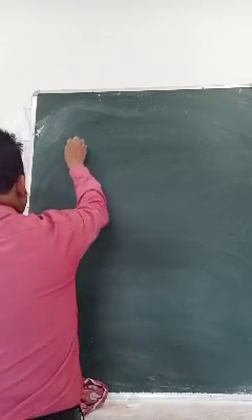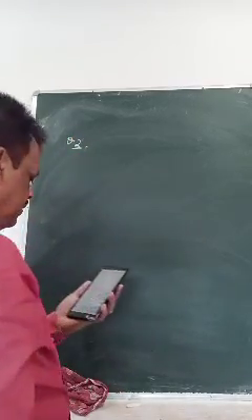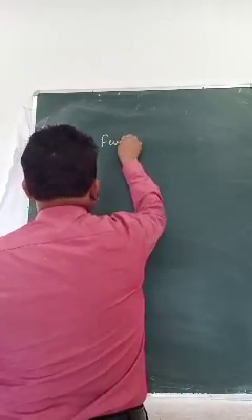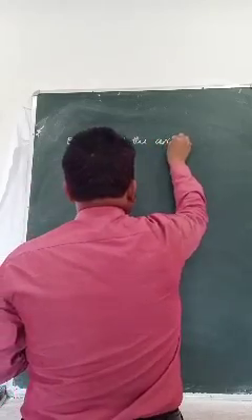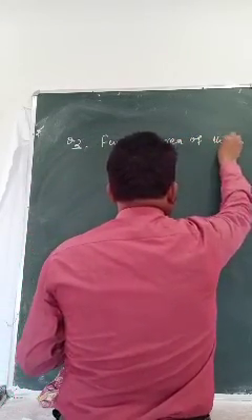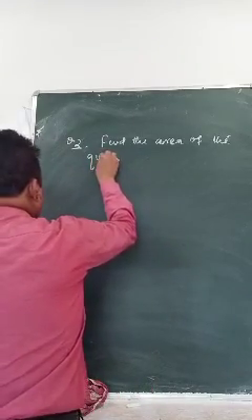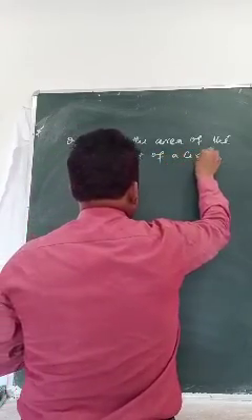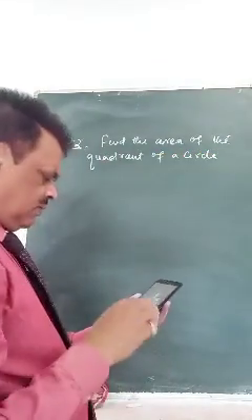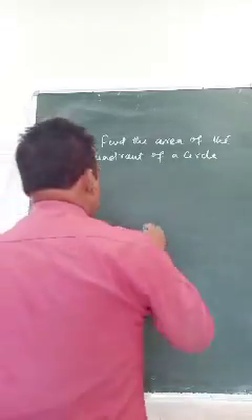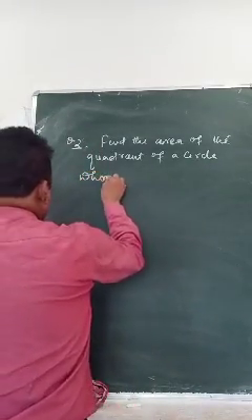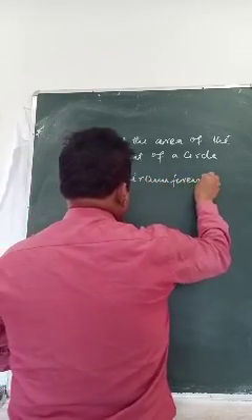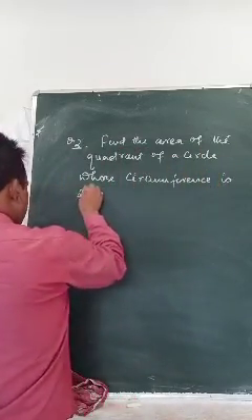Next question is, find the area of the quadrant of a circle whose circumference is 22 centimeter.